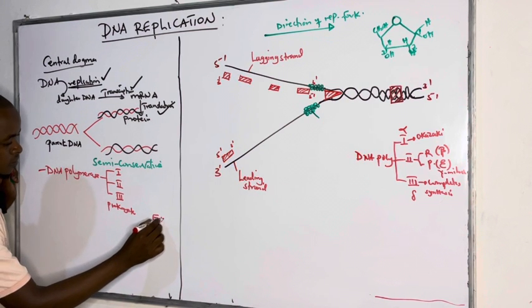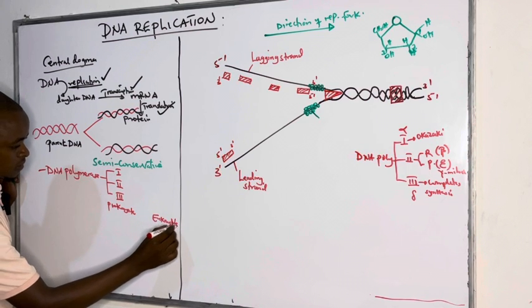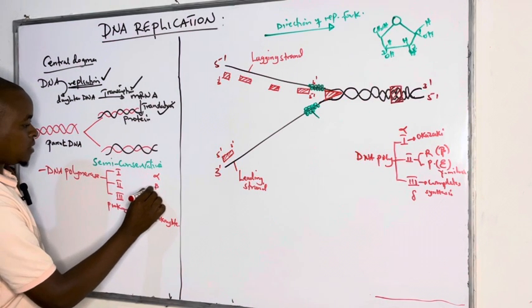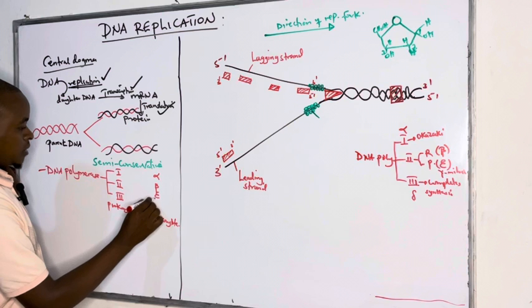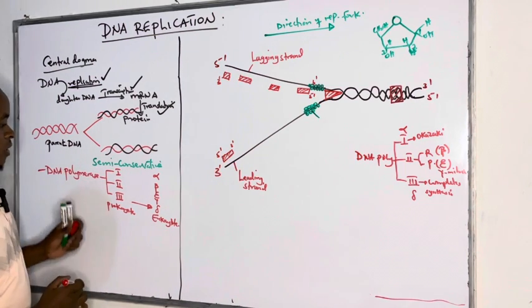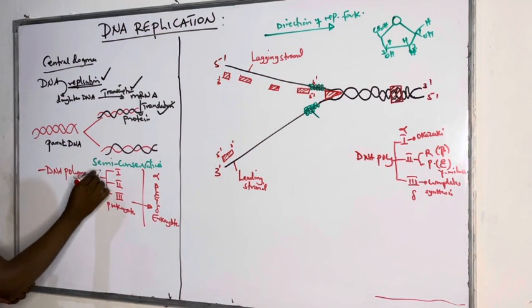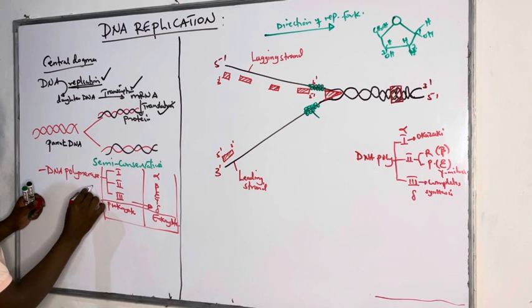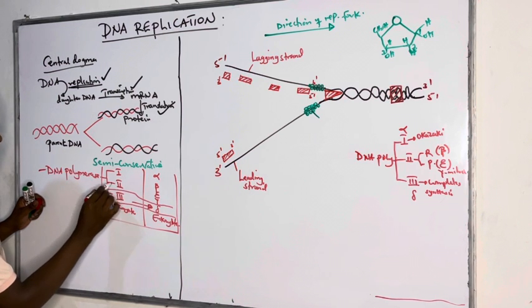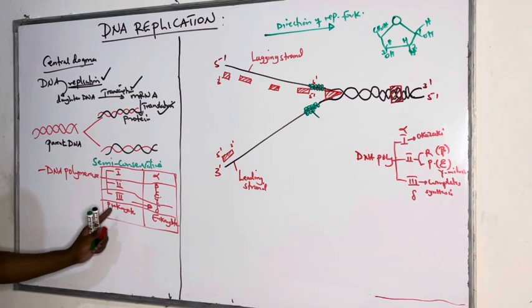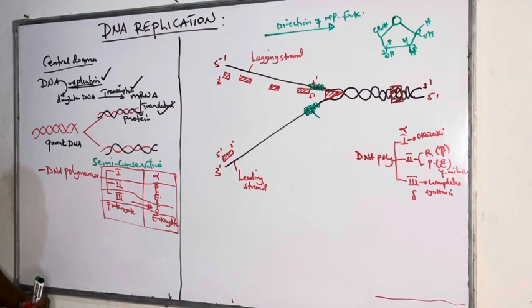Then in eukaryotes, it is named according to Greek letters, whereby 1 is alpha, then 2 matches together with beta, epsilon, and gamma, whereas 3 has the same function as the delta in eukaryotes. So this is the major difference of these DNA-dependent DNA polymerases: prokaryotes in Roman numerals, eukaryotes in Greek letters. And we shall see their function as we go on in the process of DNA replication.